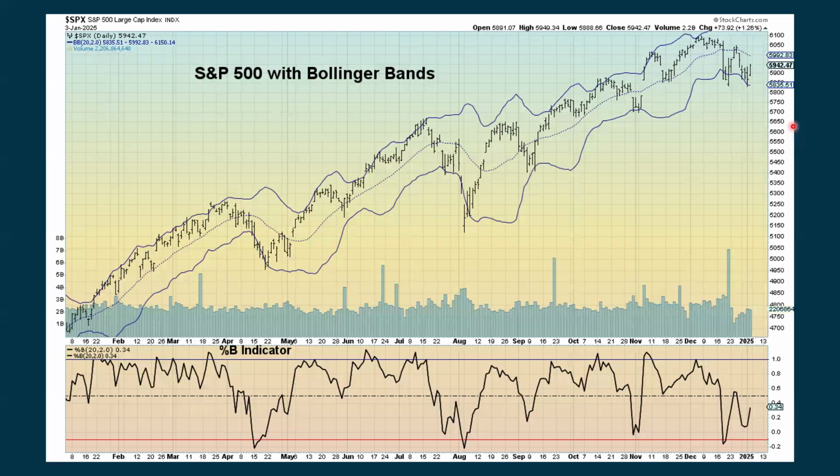I do use Bollinger Bands, and there's a lot of different ways that you can use them. How I use them here is to suggest when we're either overbought or oversold. The percent B indicator, which is down here on the bottom, measures when we're outside of either the upper or lower Bollinger Band. Because if you go back and look, the times that we get outside of these bands, it doesn't happen very often. And when it does, it tends to not last very long.